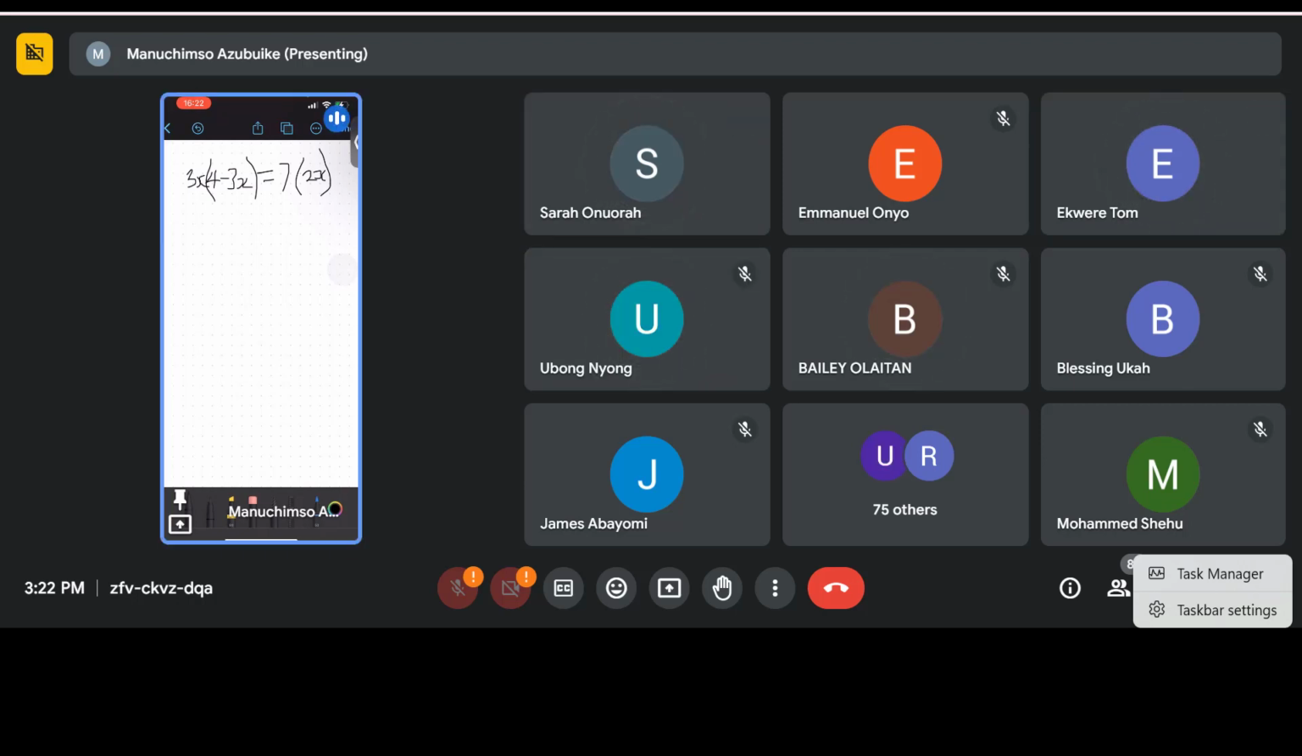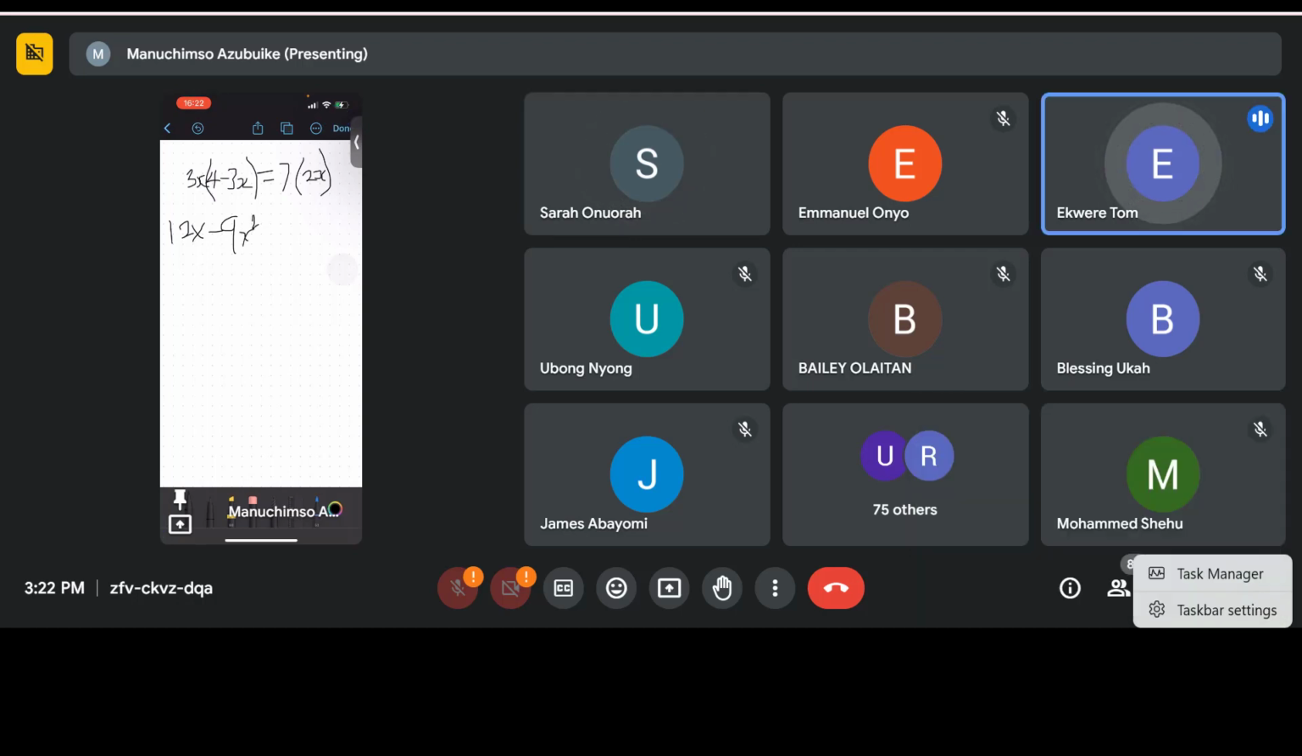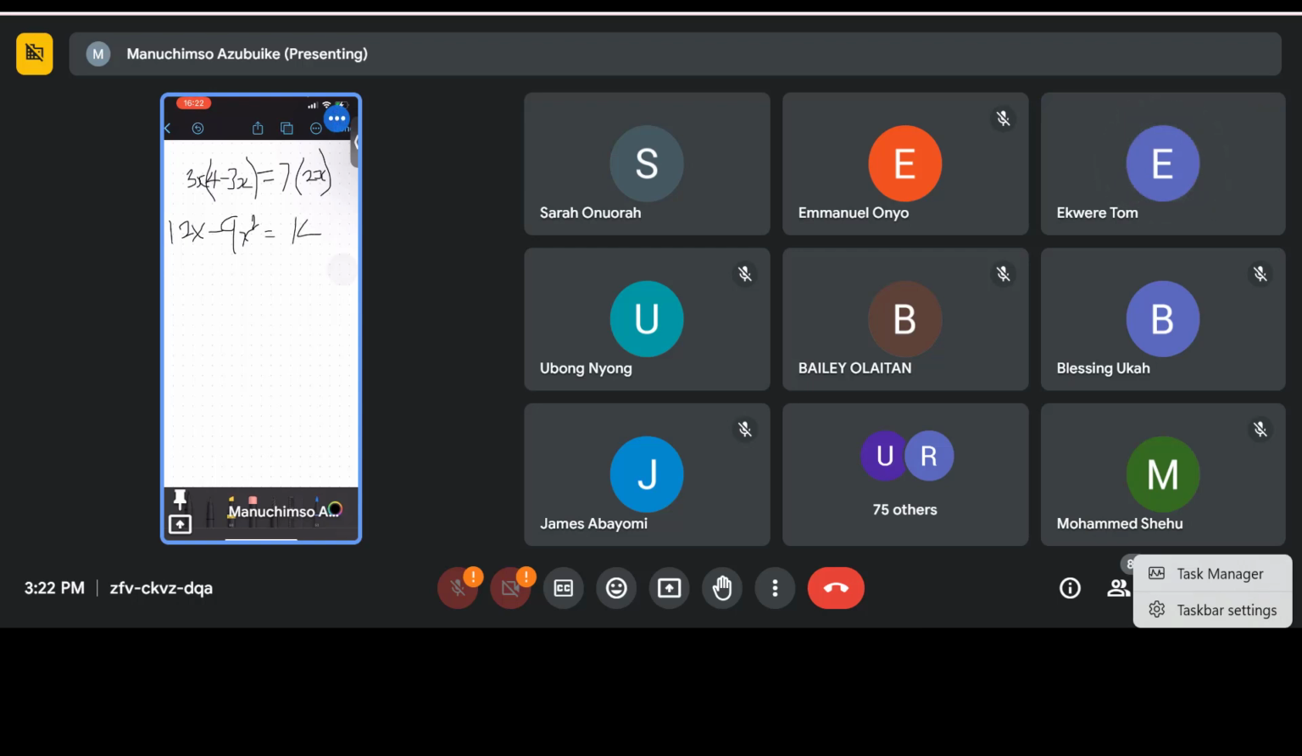So 3x times 4 is 12x. 3x times minus 3x is minus 9x squared, which is equal to 14x. So now what we have here is going to be looking somehow quadratic, but let's put it in.